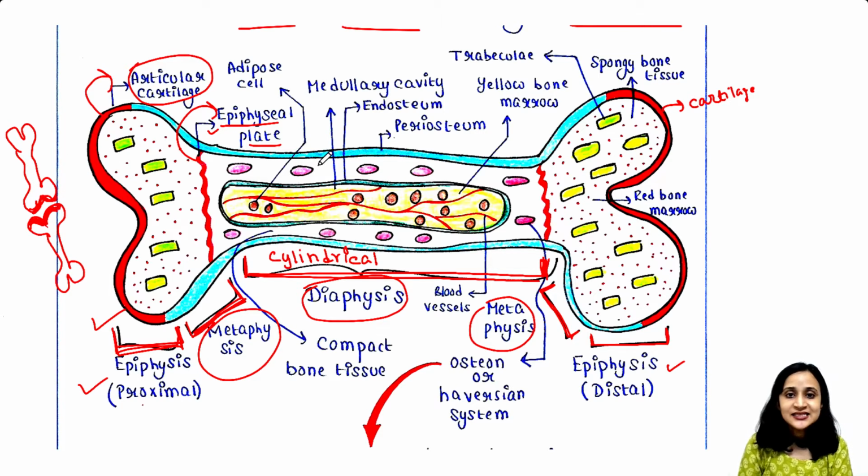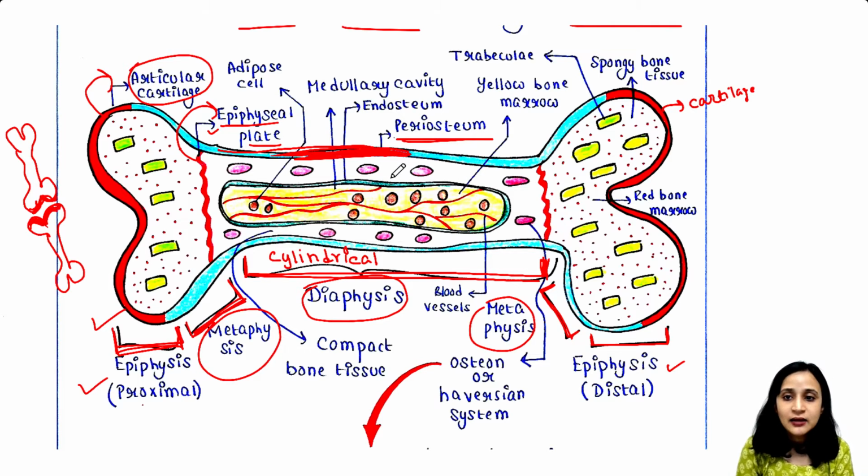And next you can see that here is the membrane-like structure that is present around the bone. That is called periosteum. Periosteum is nothing but an outer membrane that is surrounding the whole bone.